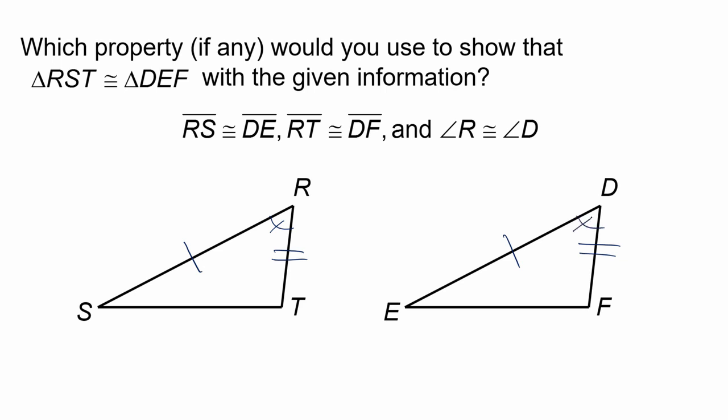And looking at what we have labeled, we see that we have two sides and the included angle of one triangle congruent to two sides and the included angle of the other triangle. Therefore, these two triangles, RST and triangle DEF, are congruent by the side angle side property.